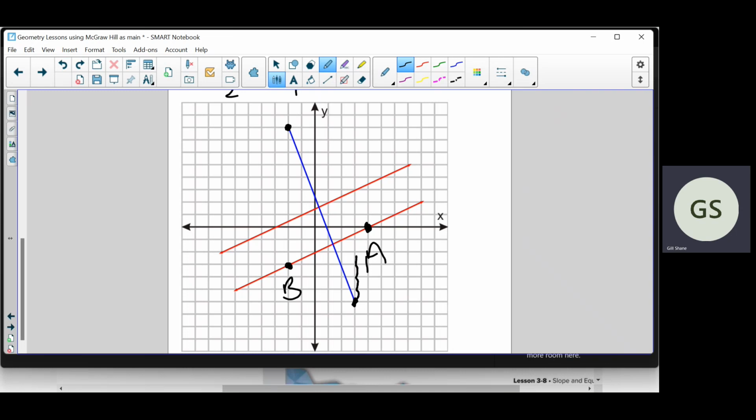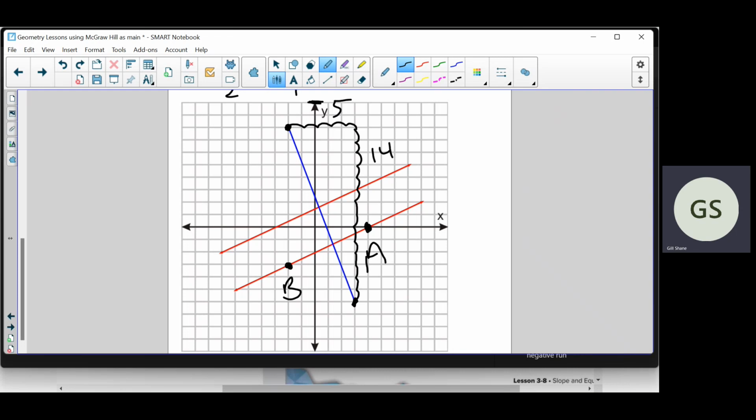1, 2, 3, 4, 5, 6, 7, 8, 9, 10, 11, 12, 13, 14. Now I'm going to count left. 1, 2, 3, 4, 5. So my slope is rise over run. I actually did that incorrectly. It's actually a negative. If I'm counting left, it's a negative run.